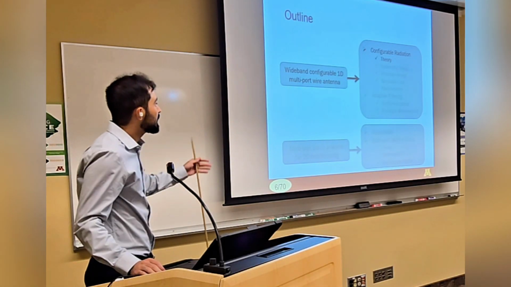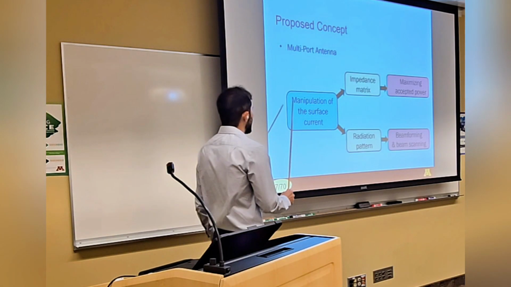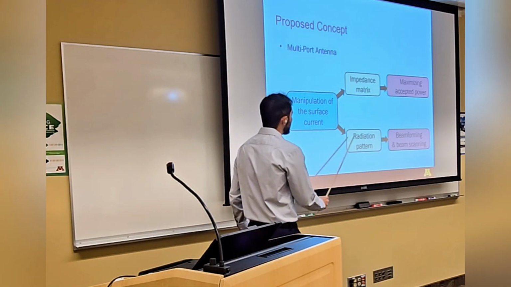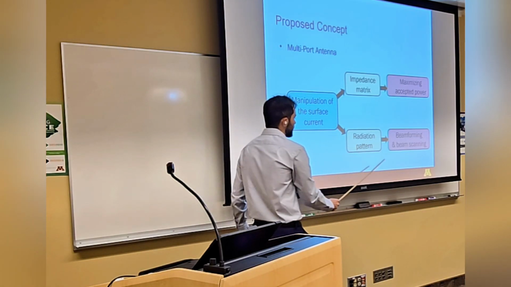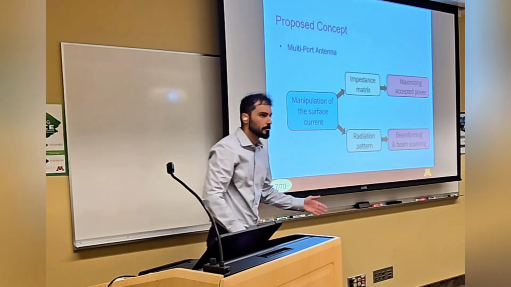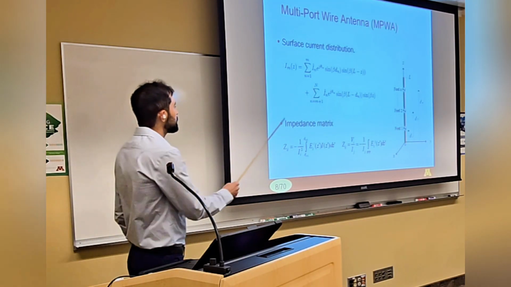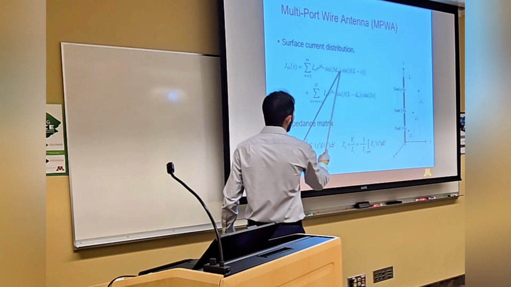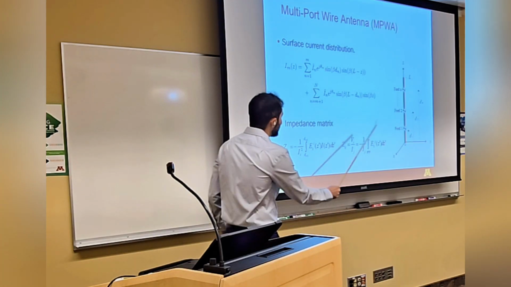At first, I introduce a wideband configurable one-dimensional wire antenna. The approach we follow in this work is calculating and manipulating the surface current distribution on the surface of the antenna. Based on this current distribution, we calculate the radiation pattern and impedance matrix. Predicting the radiation pattern enables us to do beamforming and beam scanning, and predicting the impedance matrix helps us to maximize the accepted power from each port. To analyze the multiport wire antenna, at first we calculated the surface current distribution based on the magnitude and phase of excitation and also the location of each port. And then we used the EMF method to calculate the impedance matrix of a multiport wire antenna.